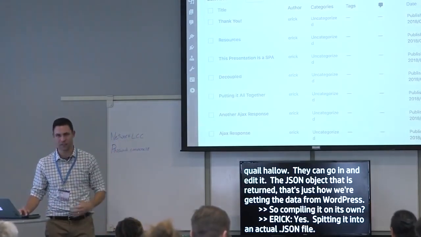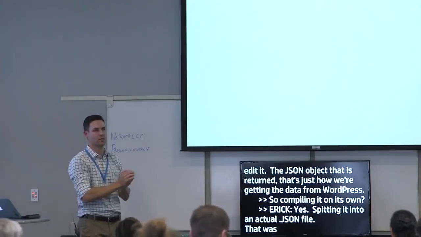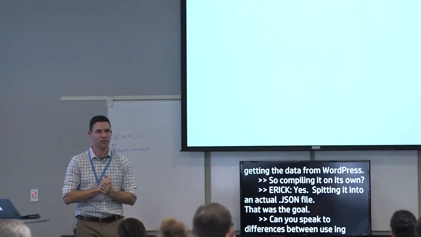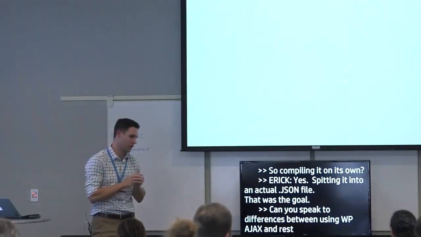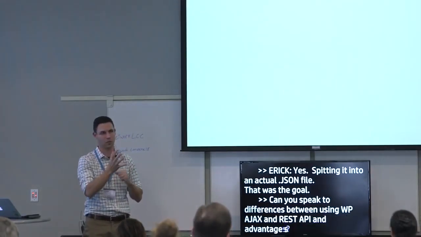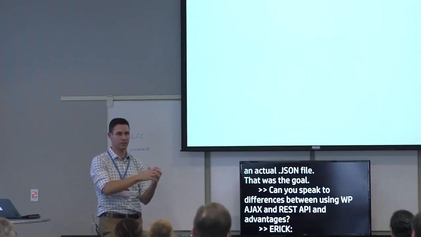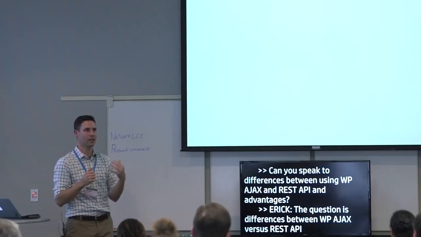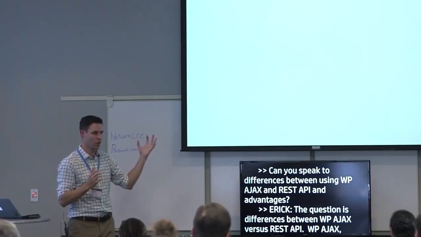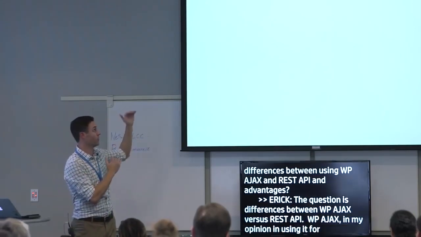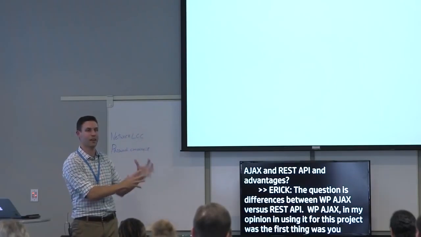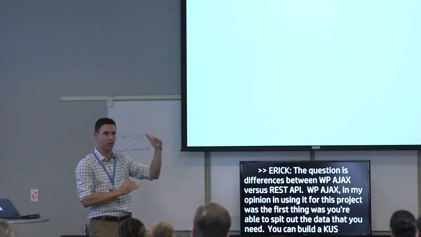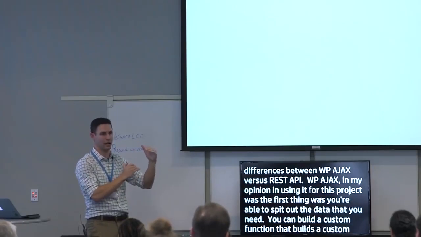Can you speak to the differences between using WP Ajax and the REST API? Sure. The question was, what are the differences between using WP Ajax versus the REST API? WP Ajax, in my opinion, and using it for this project, was, first, you're able to spit out the data that you need. You can build a custom function that runs a custom WP query and returns only the exact data you might need.